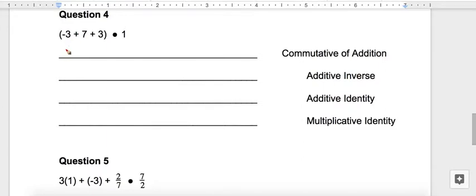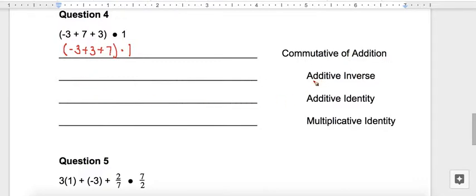So you notice we have addition in here, and I notice by using the commutative of addition, I can get the opposites next to each other. So I'm going to put -3 plus 3 plus 7 times 1. So notice I just changed the order of the 3 and the 7. Since there's an addition sign between it, I use the commutative of addition.